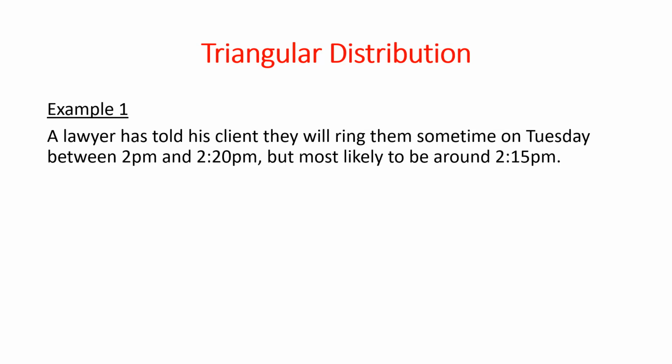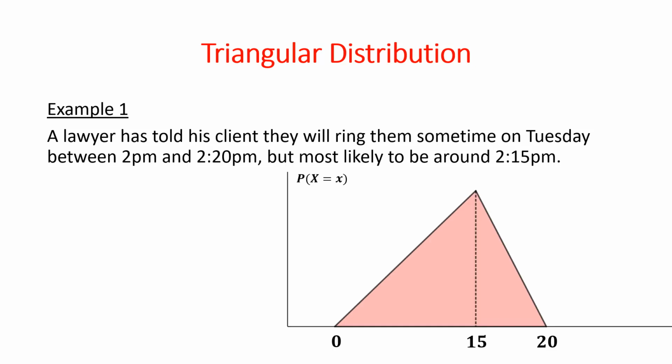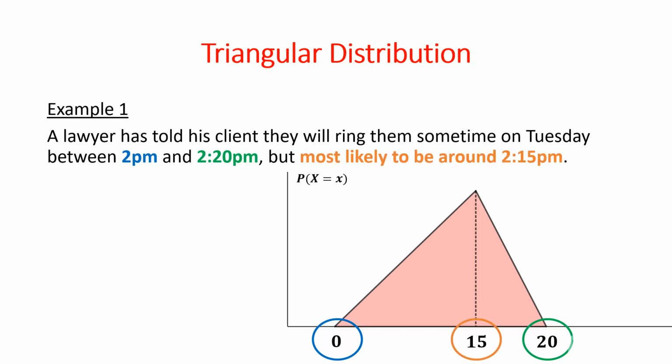All right, here's our example for the video. A lawyer has told his client that they will ring them sometime on Tuesday between 2 p.m. and 2:20 p.m., but most likely to be around 2:15 p.m. So it's going to be a triangular distribution. The 0 represents 2 p.m., 20 is 20 minutes later, the 15 is 2:15, and that's why it's triangular, because we have this peak at 2:15. That's the greatest probability of them calling, the peak.